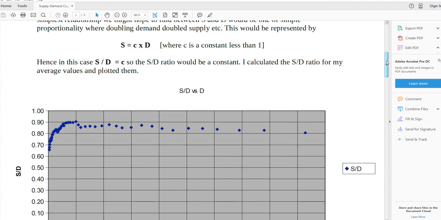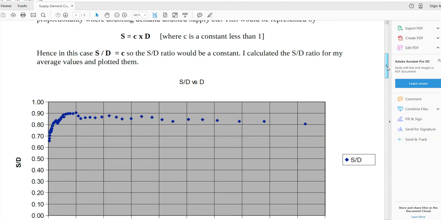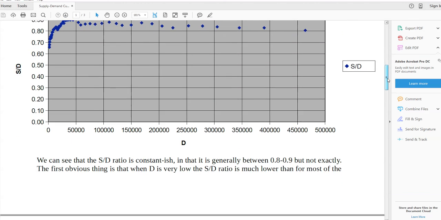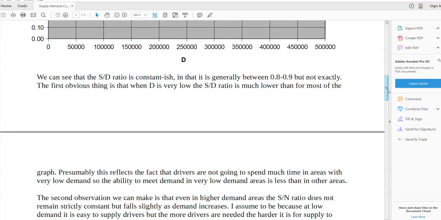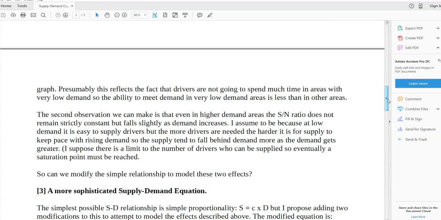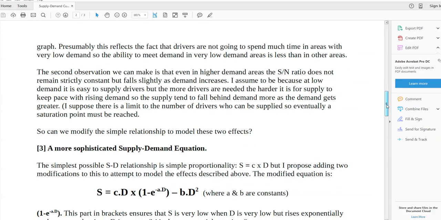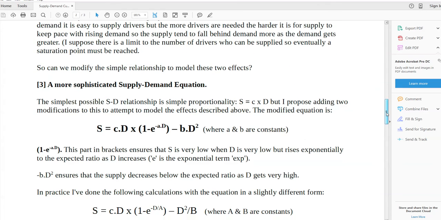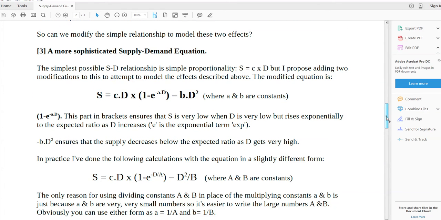So this very simple model of the relationship between supply and demand obviously doesn't work and needs to be made a bit more sophisticated. So seeing the supply, seeing that curve, I thought it might be possible to have a more sophisticated supply-demand curve.